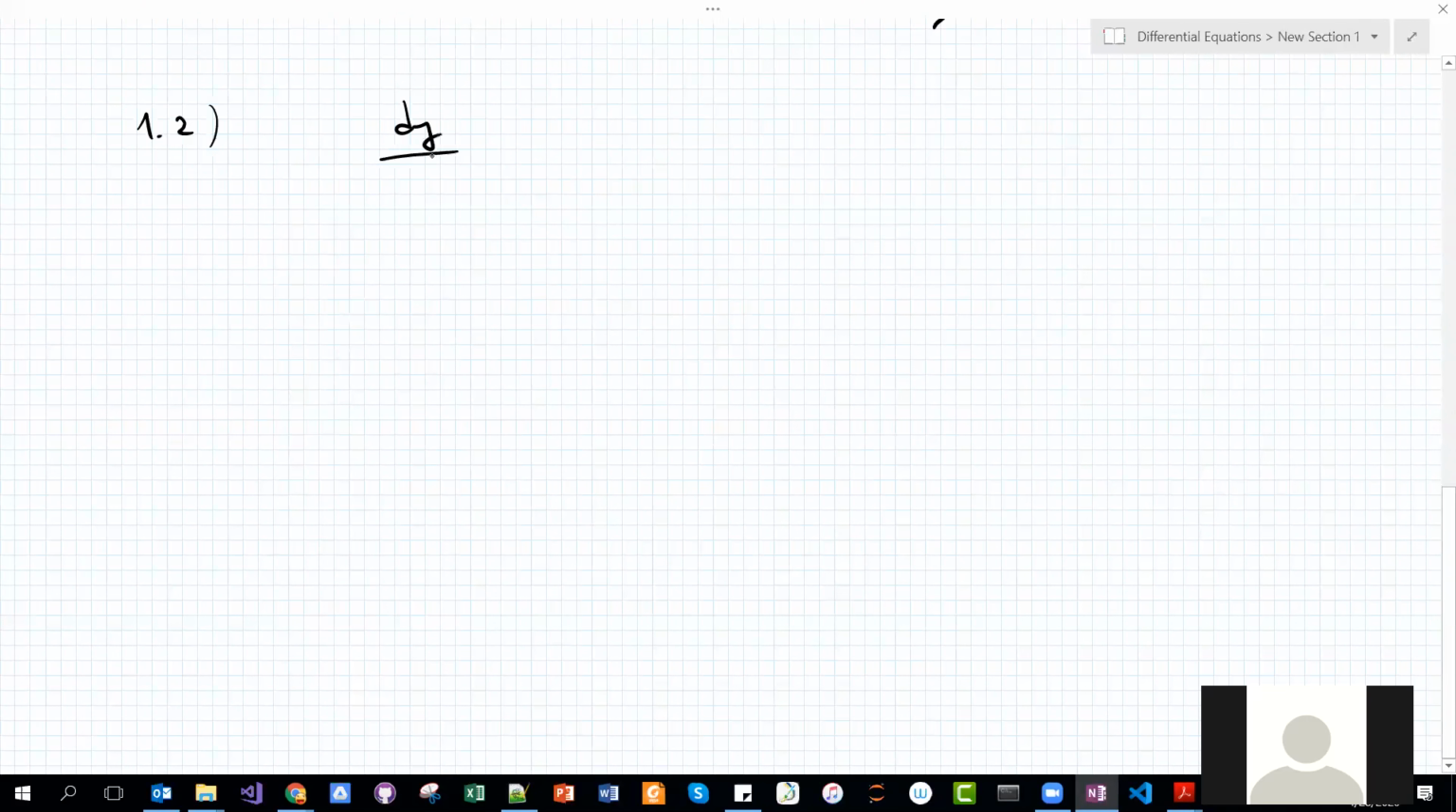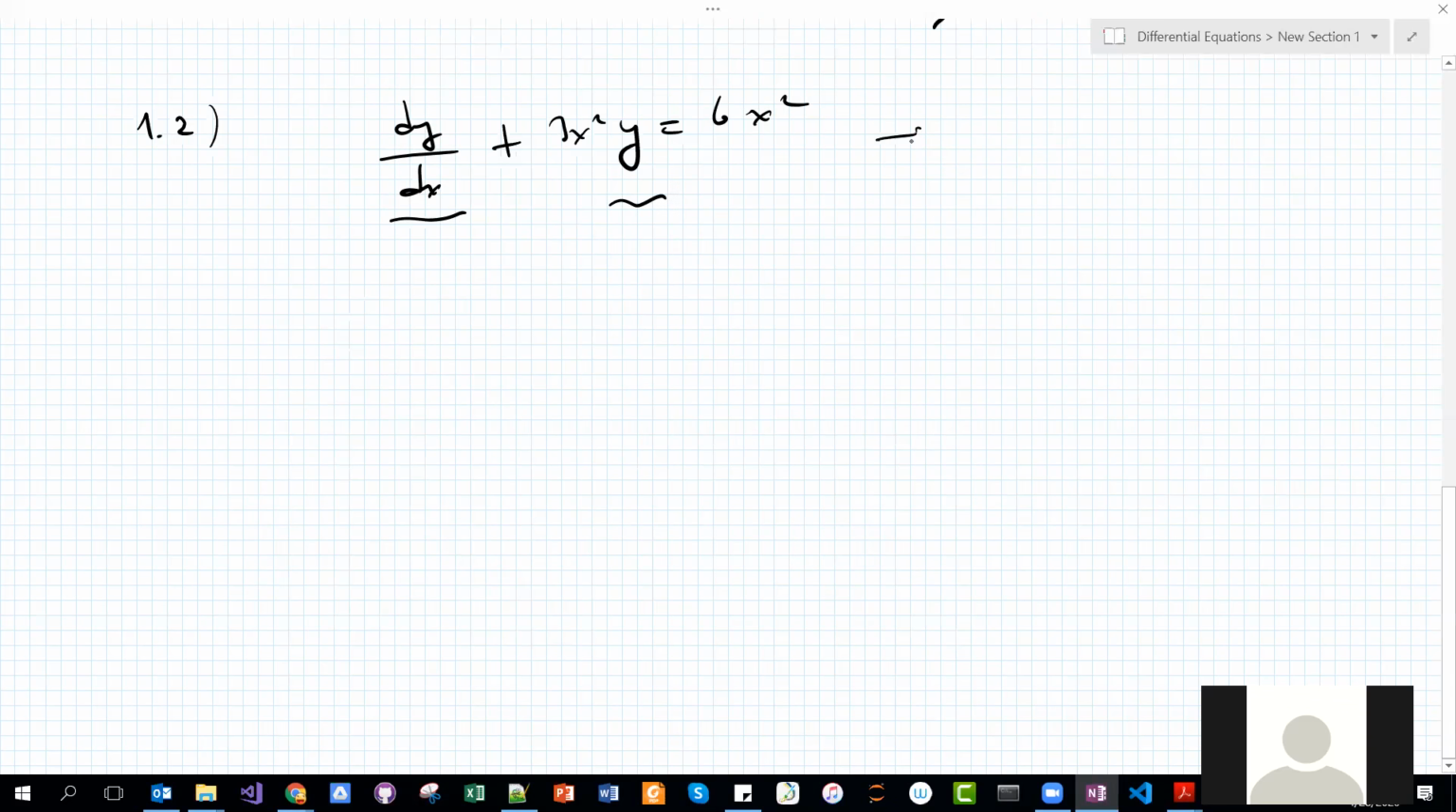So, dy over dx plus 3x squared y equals 6x squared. Okay, is that linear? First, I need to see if it is linear. Yes, it is linear. As you see, I have the y prime here, y here, in additive combinations, if you remember, and I don't have a degree bigger than one. That's why it is linear.